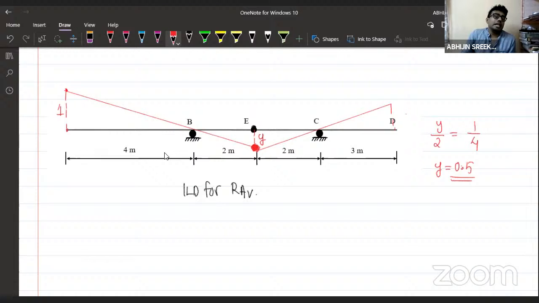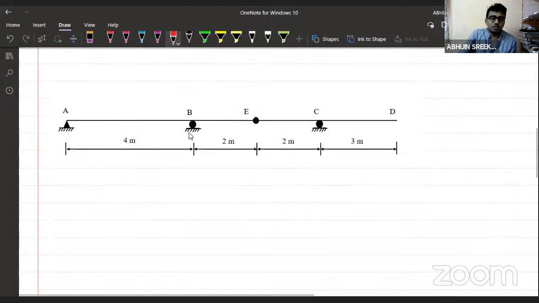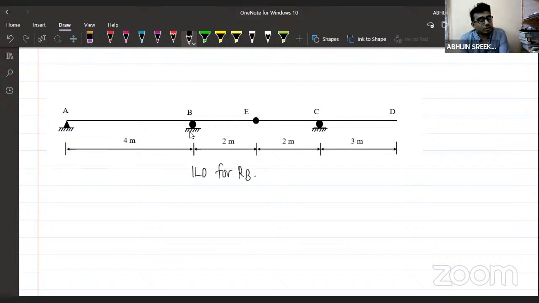And again, if I'm asking you one more question, I want you to draw the ILD for RB. Can you do it? Understand the procedure, what we have to do. First of all, release RB, then give a unit displacement in the direction of that force component, and draw the deflected profile. That's what you have to do. Do it fast.